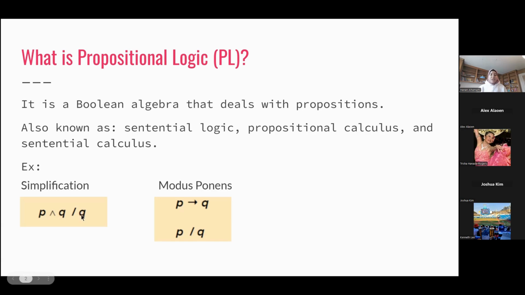We know that we can derive Q or even P by using simplification. For modus ponens, if we have this statement, which is a conditional, it means if P, then Q, and if we have P, then we can derive Q from it.